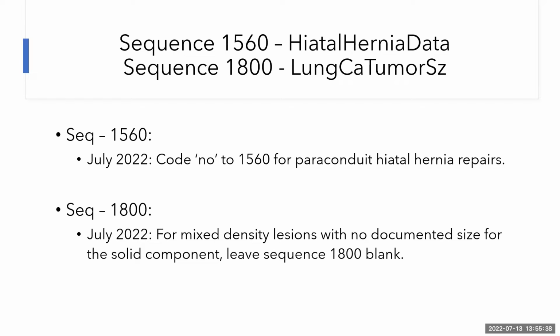Sequence 1800, which is lung cancer tumor size for mixed density lesions with no documented size for the solid component. You can leave sequence 1800 blank, which was already in the training manual, is kind of buried in there, so we pulled it out.